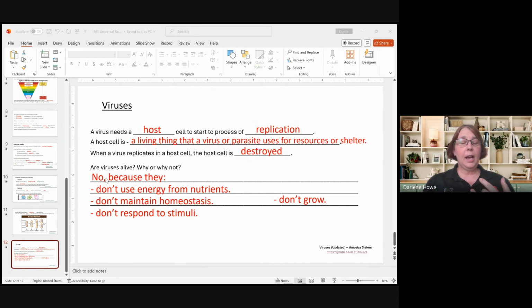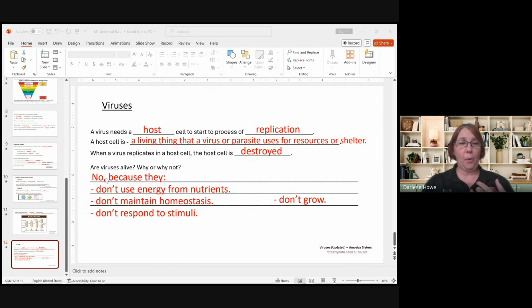So they use the host cell, and the host cell is able to use energy to make more viruses. Okay. Viruses do not maintain homeostasis. It does not matter what temperature is inside. It does not matter what the water content is. Unlike cells, cells are very temperature dependent, water dependent, things like that. Viruses do not respond to stimuli.